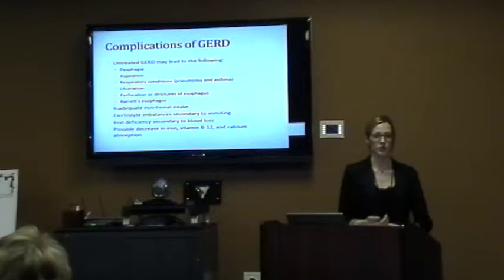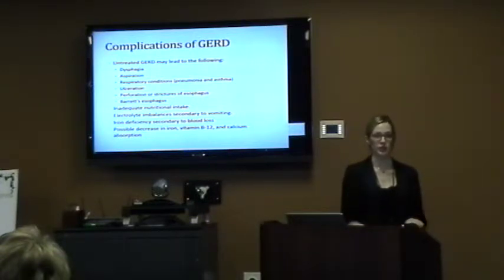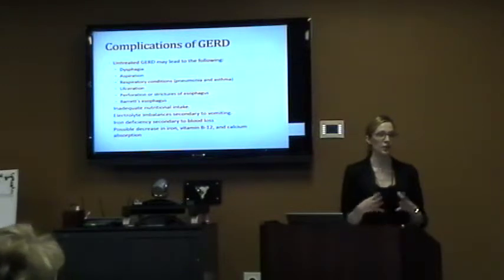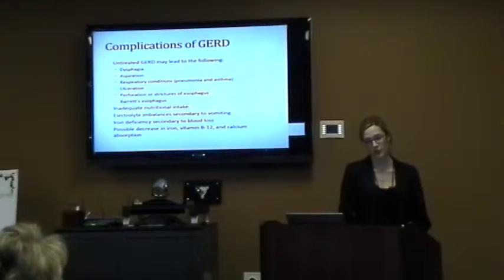Electrolyte imbalances can also occur from vomiting, and then iron deficiency anemia can occur secondary to the blood loss or decreased absorption of iron from foods because of medication use. And then B12 and calcium absorption can be decreased as well for the same reason, medication use decreasing absorption by not allowing the stomach acid to fully break down the nutrients for those to be absorbed.